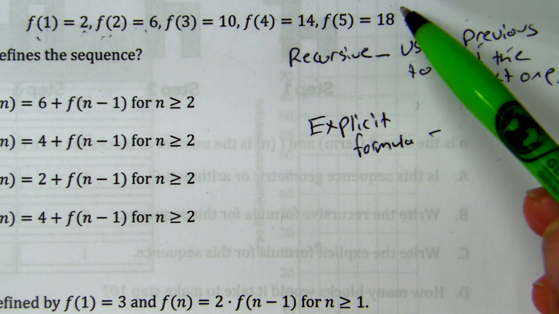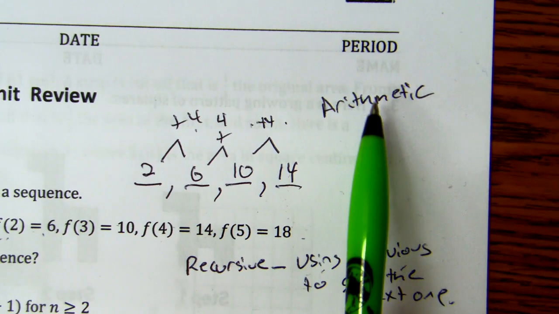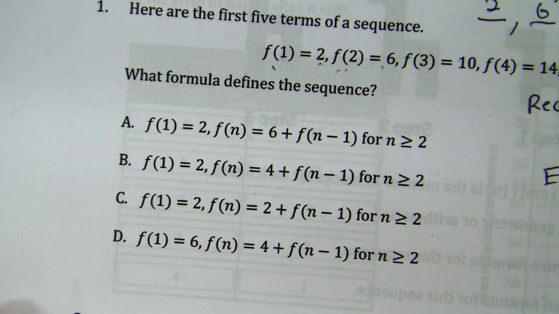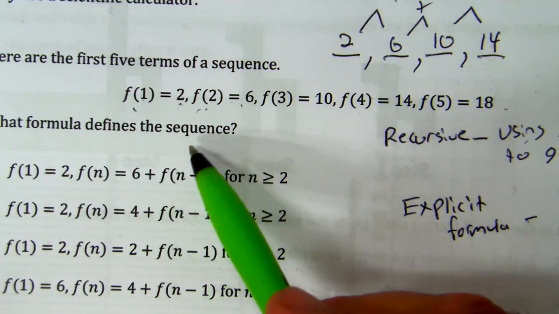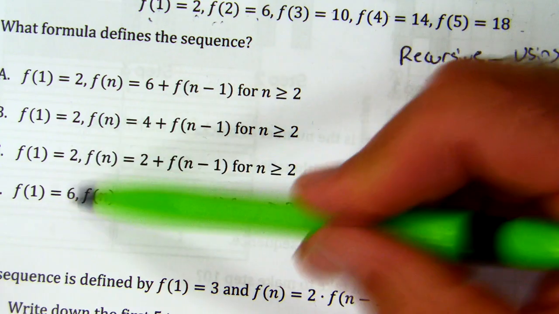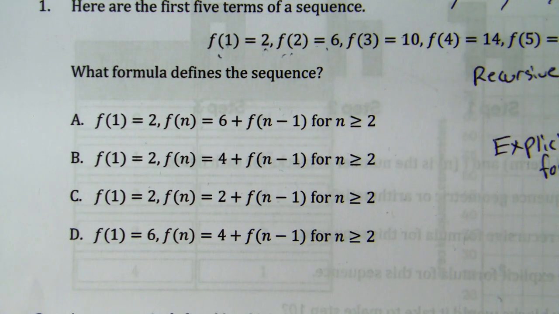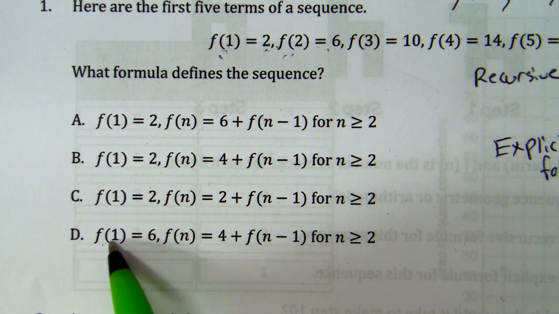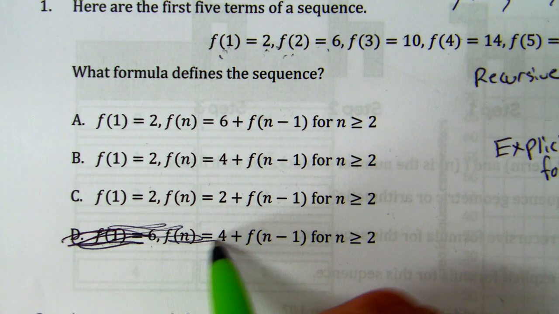Now, as I look at this, this is like I said, an arithmetic one. How do I know? We're adding 4. Let's look at our choices. Okay? The common difference here is 4. So of this multiple choice, I can already rule out one of the answers. And here's how I know. We know the first term's 2. Okay? D says the first term's 6. So I can get rid of that one already. It's not going to be that answer.